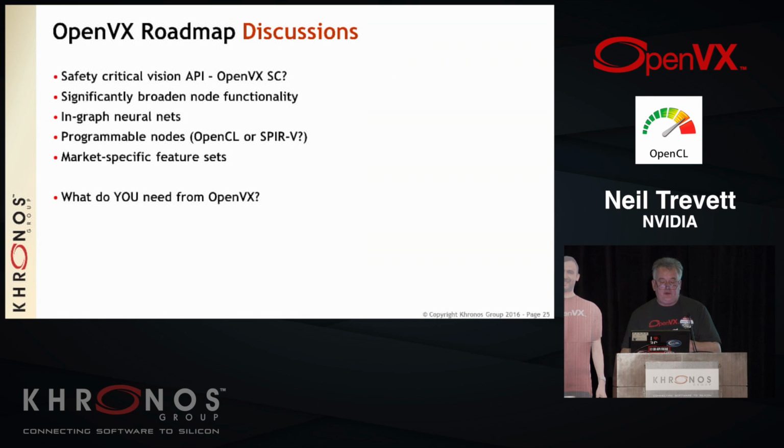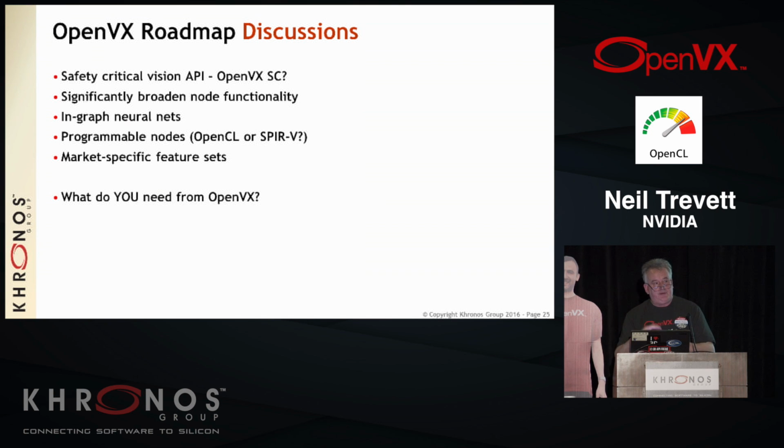And then last but not least, OpenVX roadmap discussions, as well as the safety critical version, which will probably be called OpenVX SC. But these are all discussions, these are not decisions. It's kind of interesting to give a heads up as to where things might go. We want to significantly broaden the node functionality. That's really job number one.